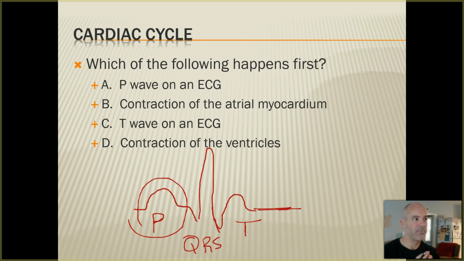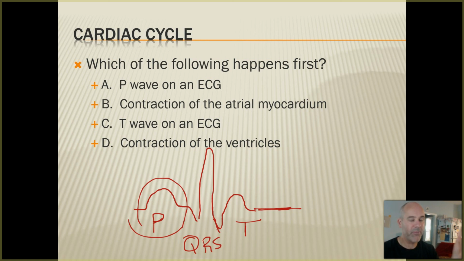Okay. All right. And what does that trigger? The electrical activity that you see with a P wave causes the atrial myocardium to contract. Your right and left atria contract.